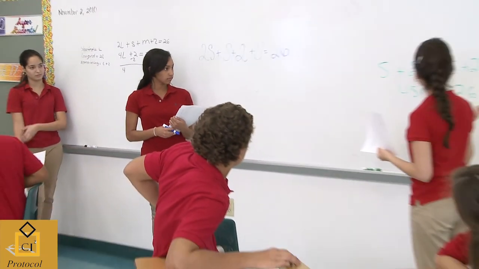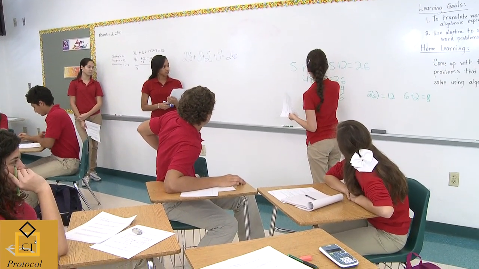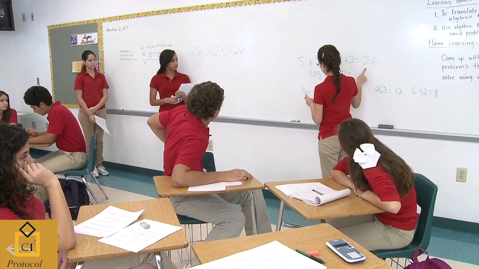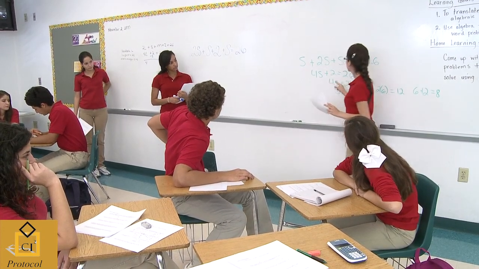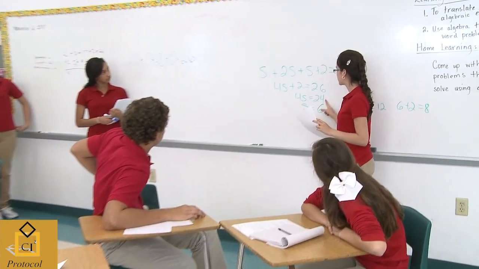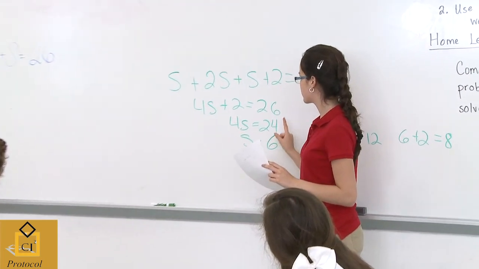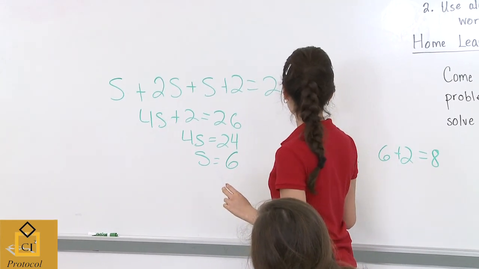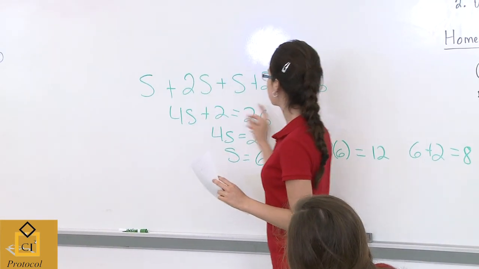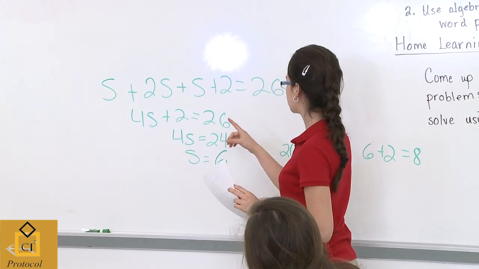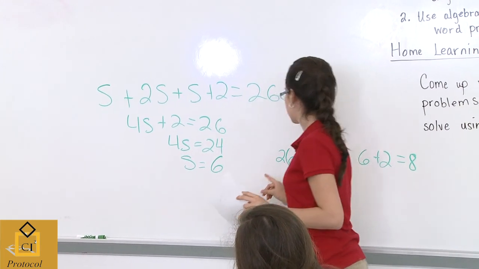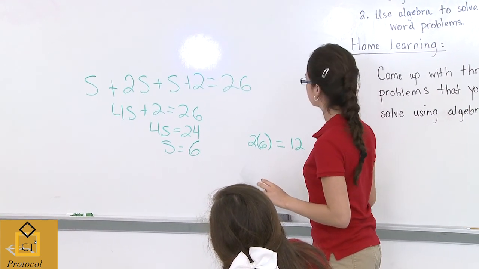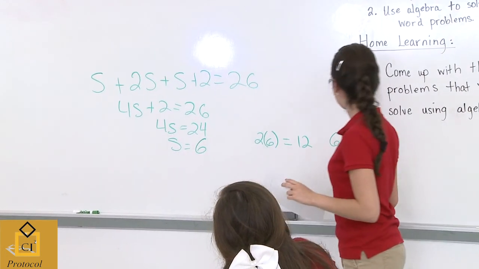And Daniela? With the equation they gave us, all you had to do was add. So S plus 2S plus S is 4S plus 2 equals 26, which is the perimeter of the triangle. Subtract 2 from both sides and you get 24. 4S equals 24, solve for S, and you get 6. Then you want to find the other sides, 2S. So you substitute S by 6. Then 2 times 6 is 12, and 6 plus 2 is substituting S plus 2, and that gives you 8.